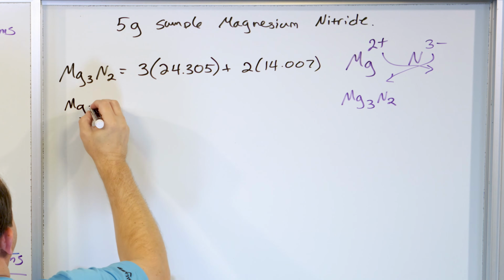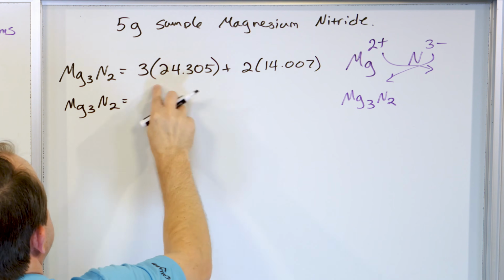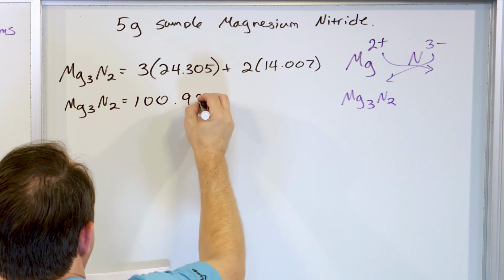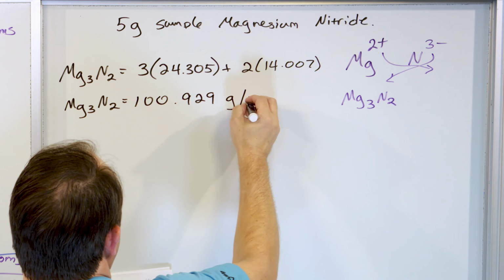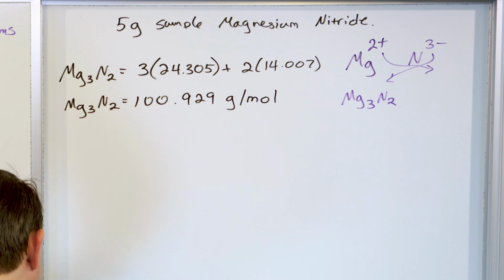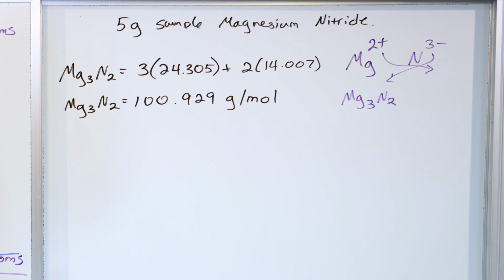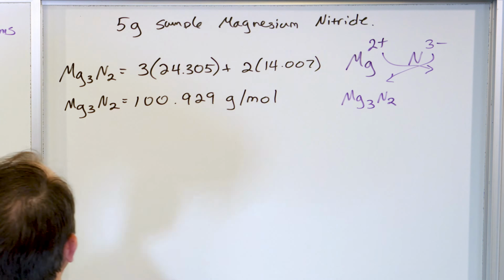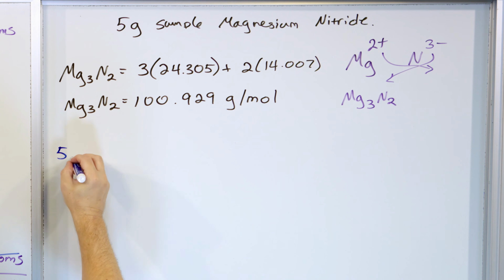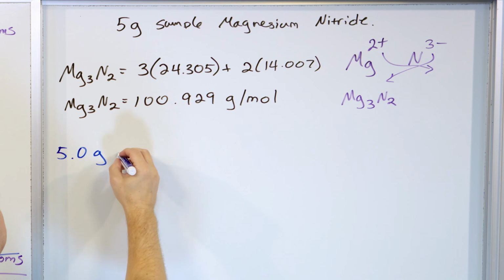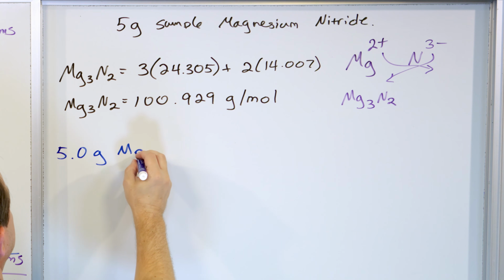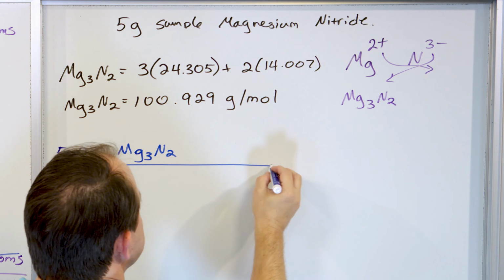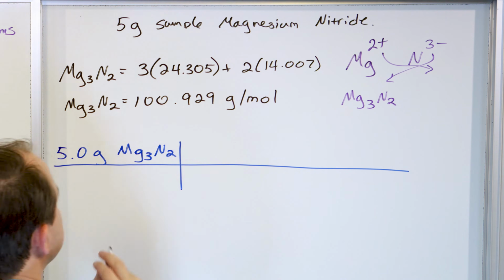So for Mg3N2, when you multiply and then add them together, you get 100.929 grams per mole. All right, so that's something we know we're going to need later. Now for the problem statement, we're starting out with a 5-gram sample of this compound. So we write down 5 grams of what? Mg3N2, magnesium nitride, okay?